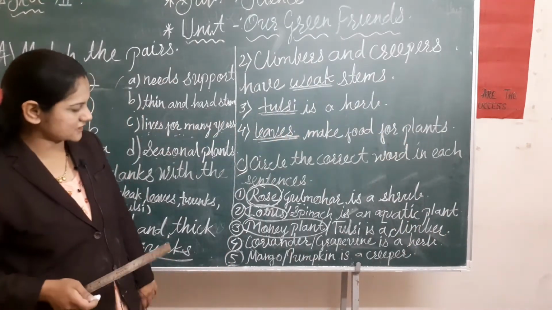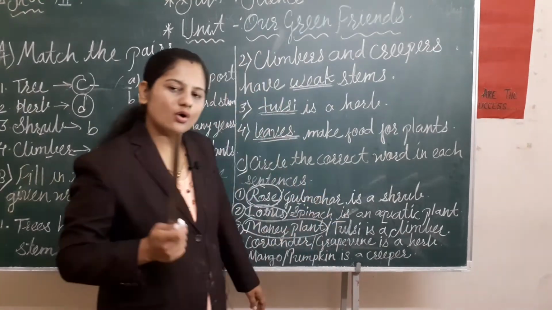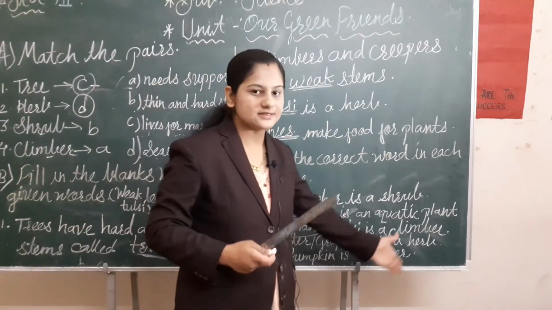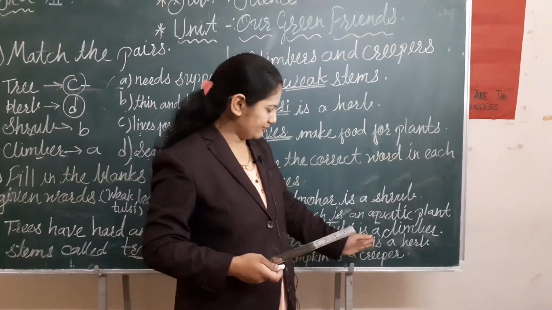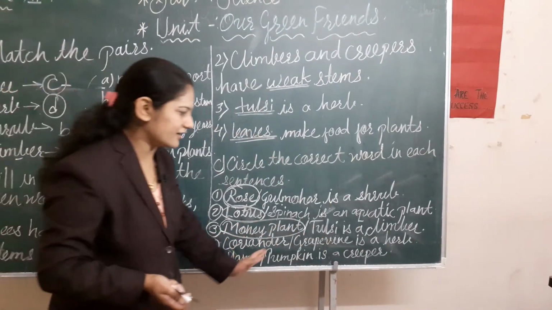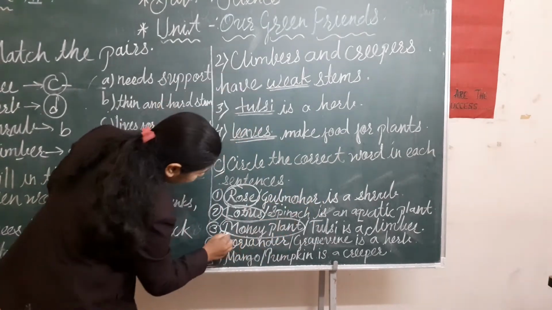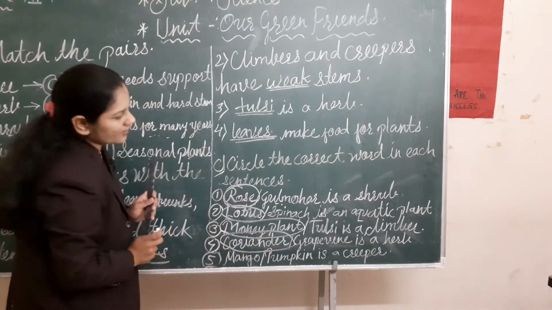Next, the fourth question is coriander and grapevine is a herb. Now, obviously grapevine needs the support to grow. That means that will be the climber, and the remaining one, coriander, is a small plant. That's why that will be the herb. So coriander is the herb.